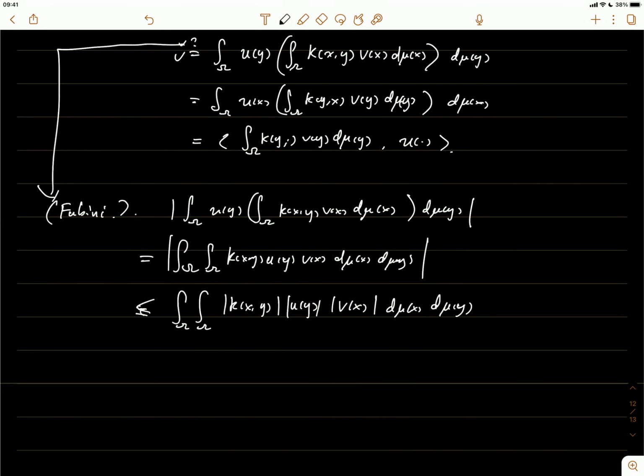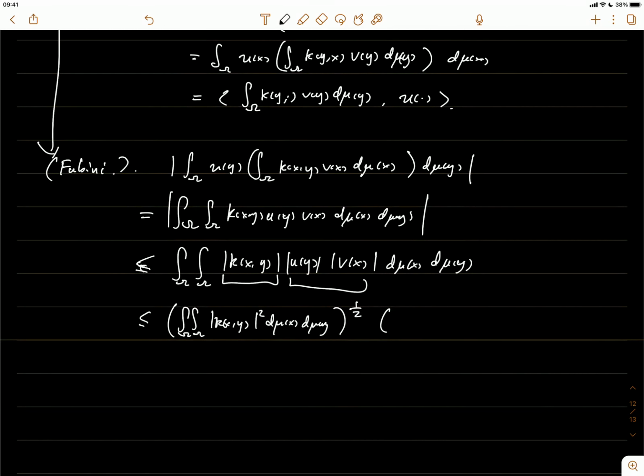Okay, and then we can put this as one thing, this as another thing. So we use the Cauchy-Schwarz. That gives me the integral of k(x,y) squared dμ(x) dμ(y), to the power 1/2, and then the other one, the integral of u(y) squared v(x) squared dμ(x) dμ(y), and then to the power 1/2.